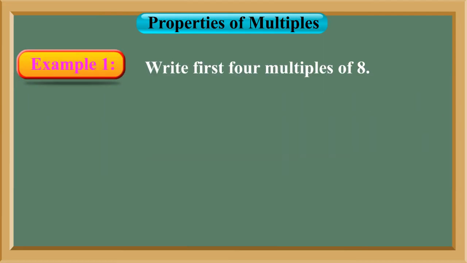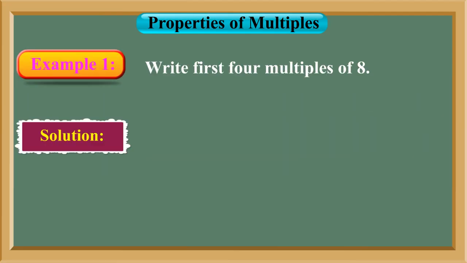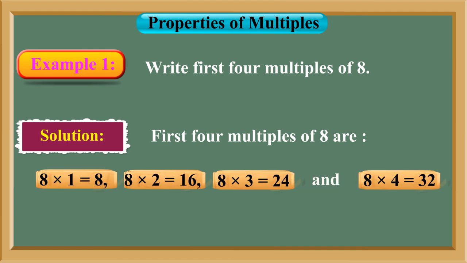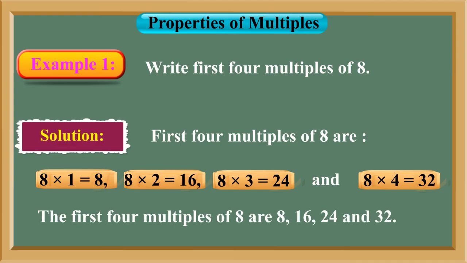Example 1. Write first 4 multiples of 8. Solution. First 4 multiples of 8 are 8 ones are 8, 8 twos are 16, 8 threes are 24 and 8 fours are 32. The first 4 multiples of 8 are 8, 16, 24 and 32.